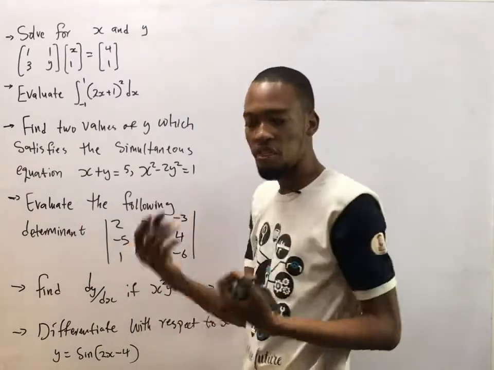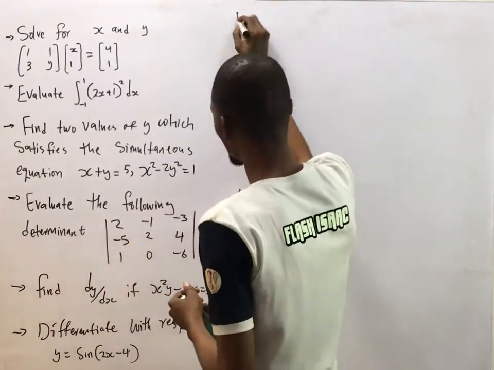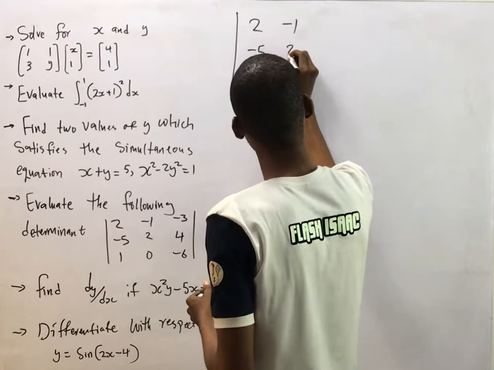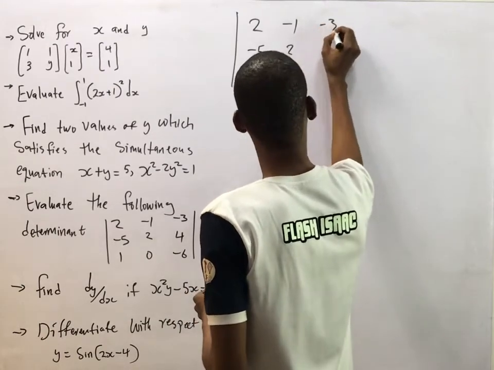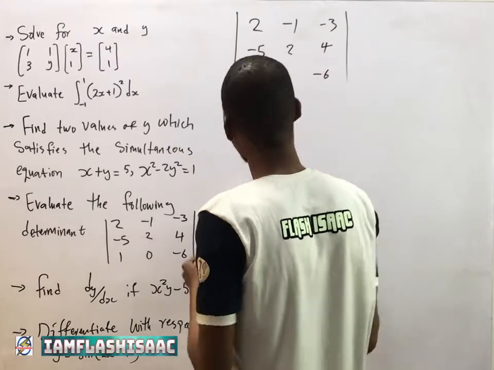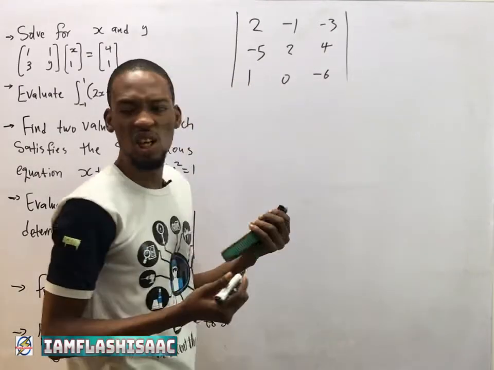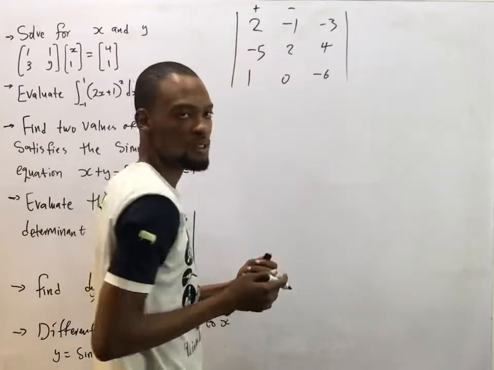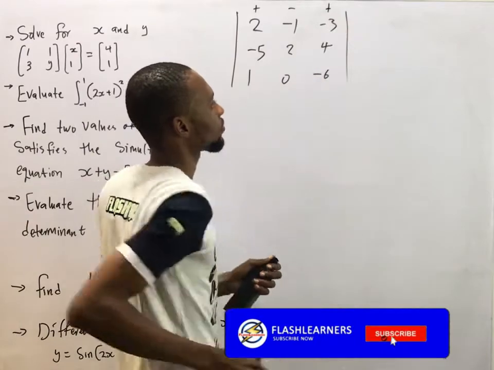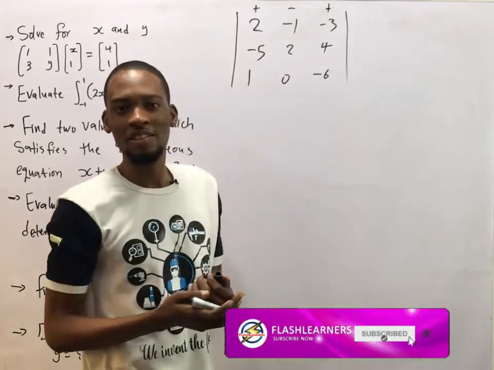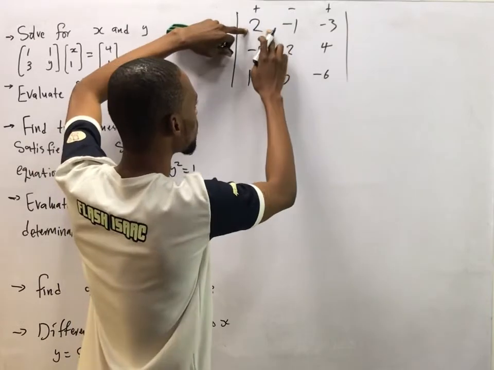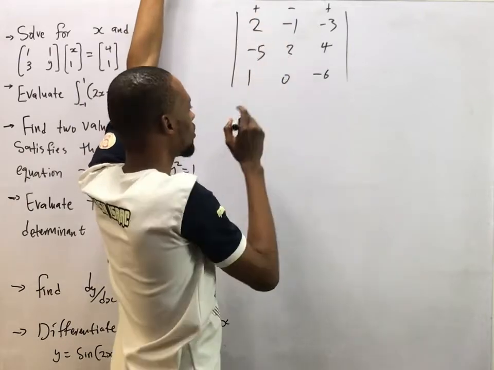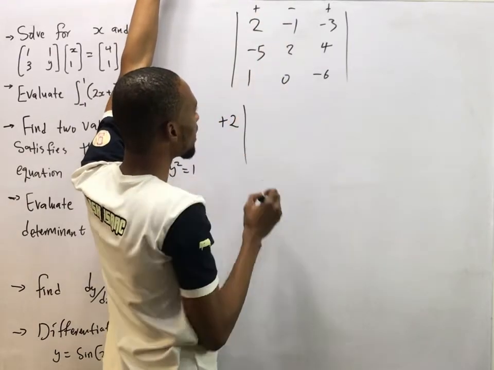To solve a 3 by 3 matrix, we bring out the matrix: 2, minus 5, 1; minus 1, 2, 0; minus 3, 4, minus 6. Now, with this, in your brain, imagine here to be plus, imagine here to be minus, and imagine here to be plus. Have you done that? So if you've done that, take this first one. We're dealing with this first one now. Bring it out, plus 2, and do like this.